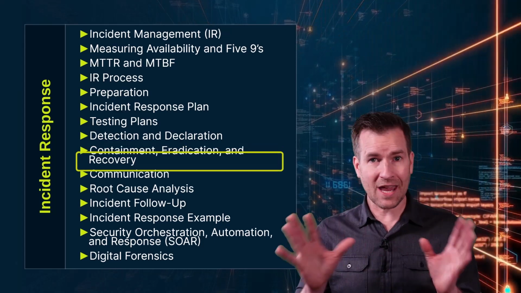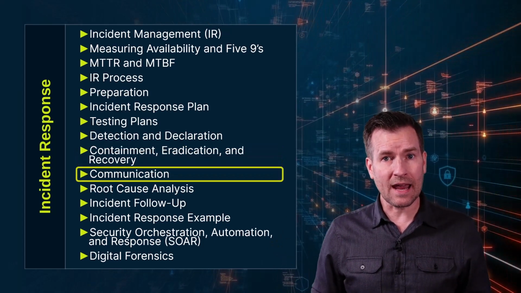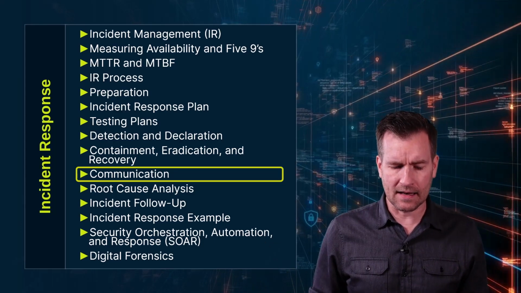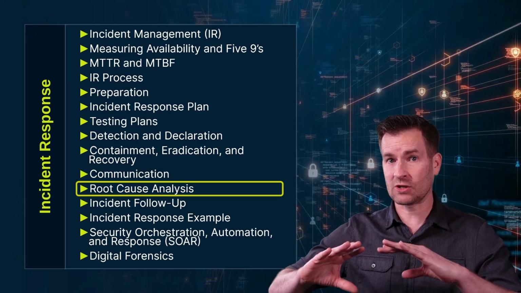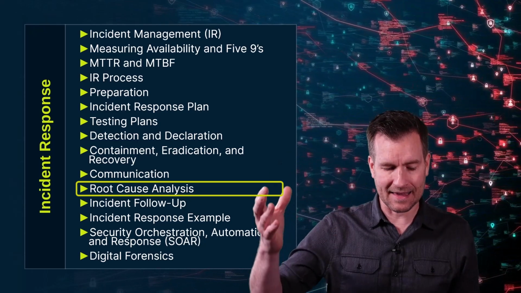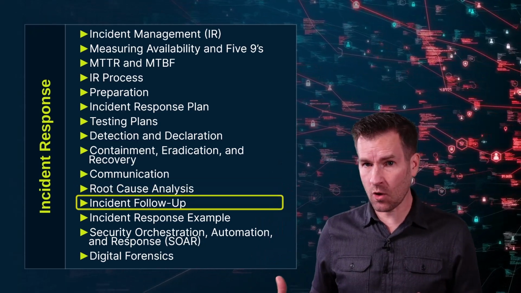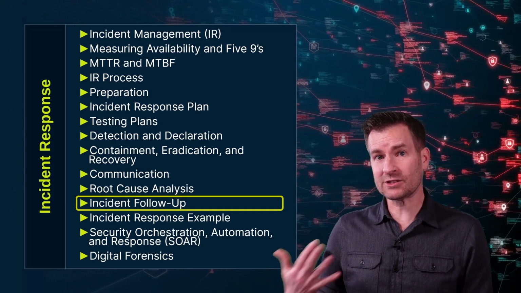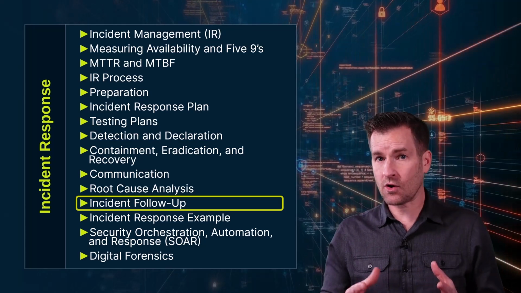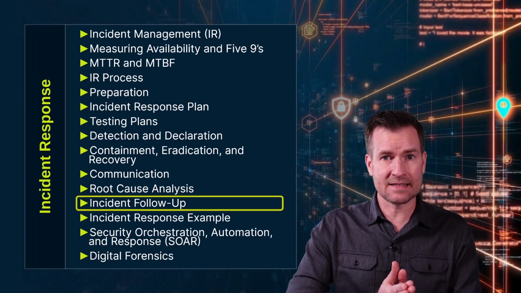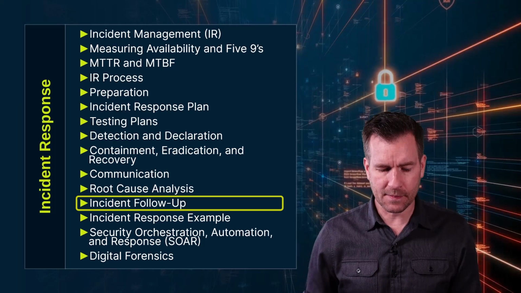We'll talk about communication and what we need to communicate during and after an event. We'll talk about root cause analysis and how that can help us make sure that these events don't happen again. We're going to get into incident follow-up and how we want to follow up with certain tasks and procedures after an incident and how that's going to reduce the amount of incidents and also improve our response times.